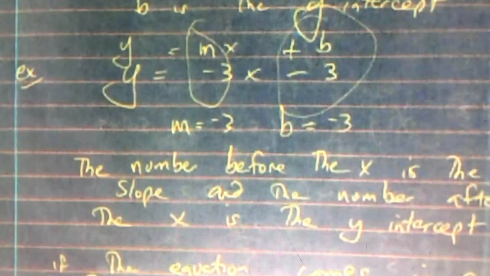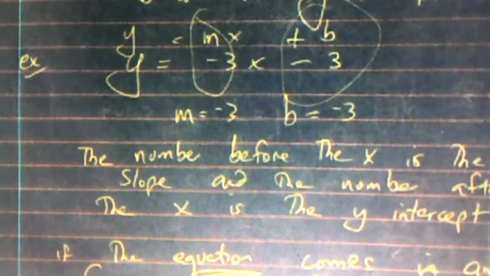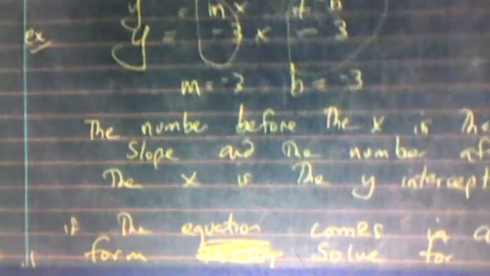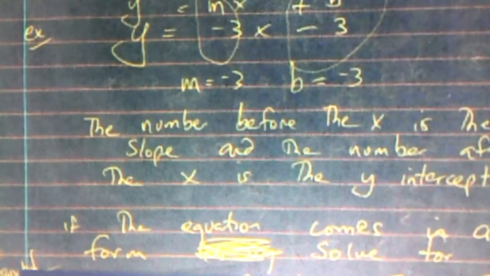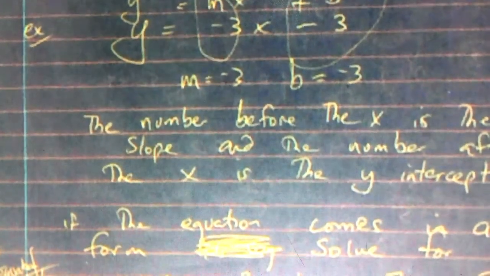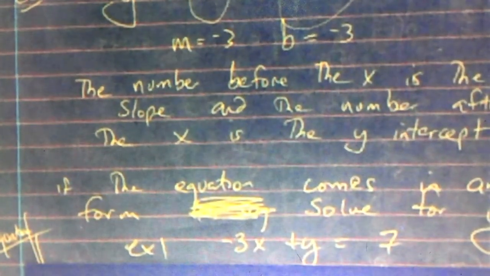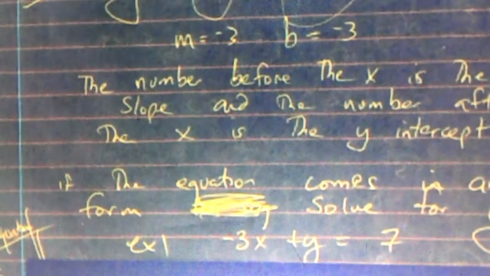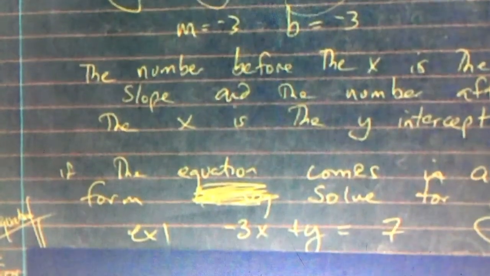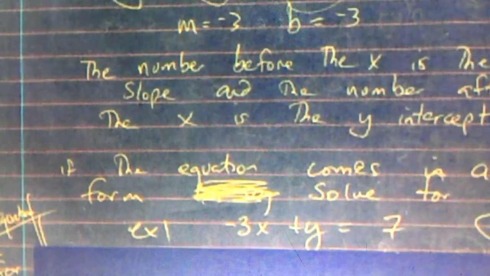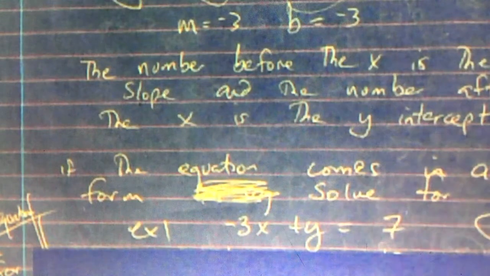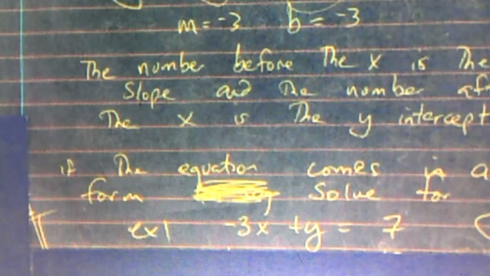Well, that's a good question. If the equation comes in another form, solve for y. Well, that's intuitive. It makes total sense, right? Let's look at an example. If you've got something like minus 3x plus y equals 7, right? Minus 3x plus y equals 7 is not in the slope-intercept form of an equation. So we've got to do something about that. And quite honestly, the simplest thing to do is just solve for y.